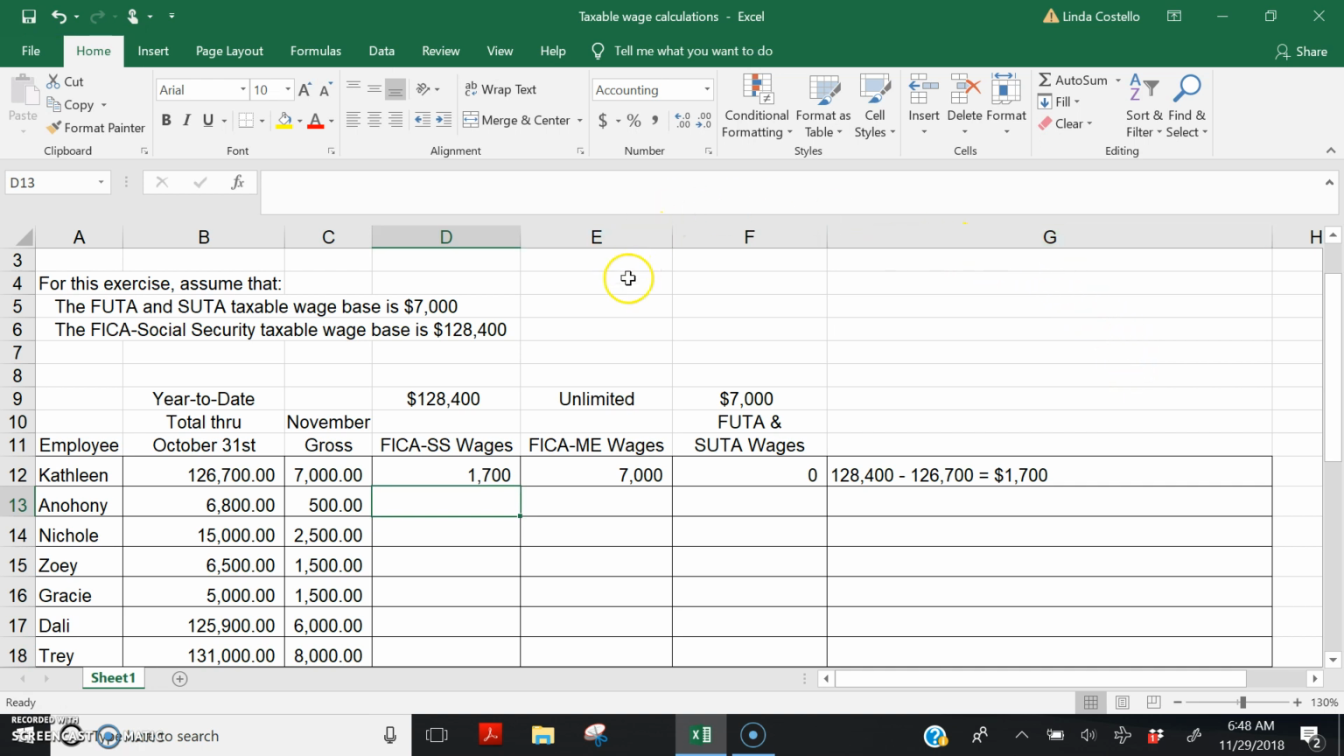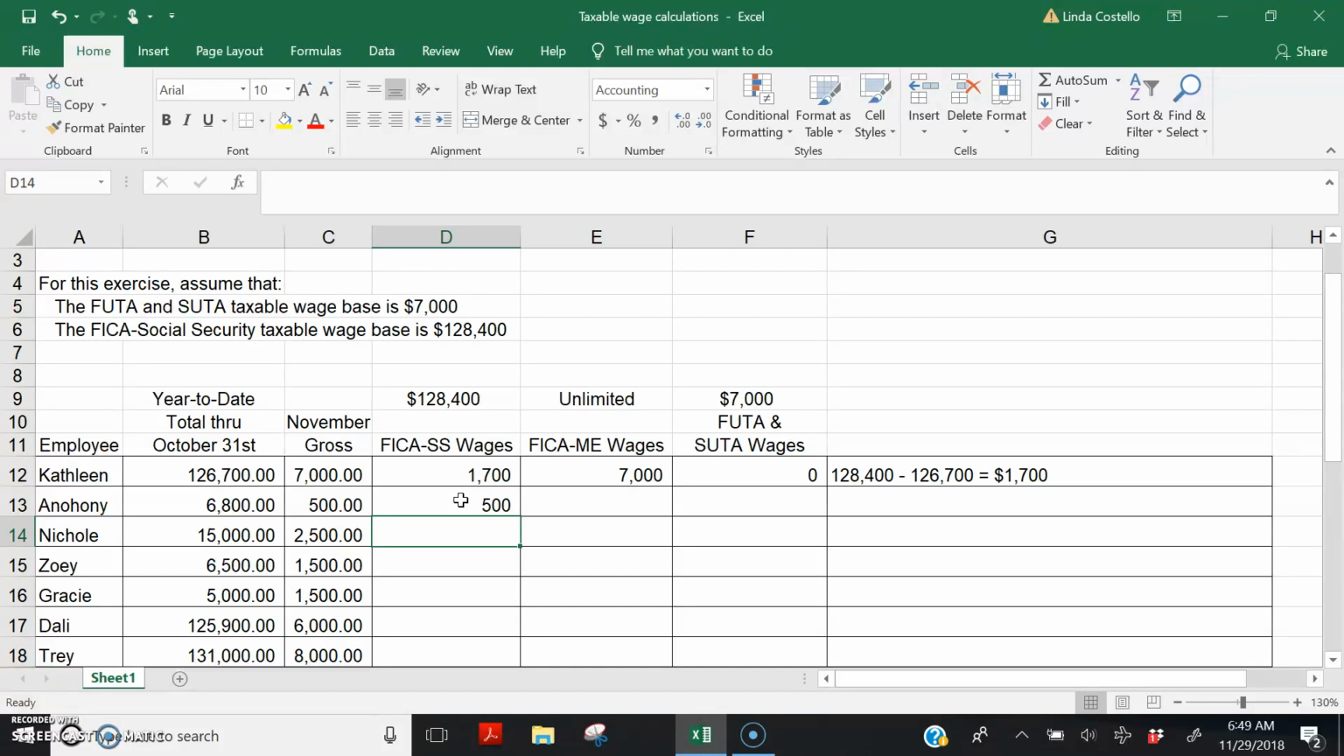Let's do Anthony next. Before November, Anthony had already earned $6,800 in gross wages. This is not even close to the FICA Social Security wage base. Accordingly, all of his $500 of gross wages for the month of November is subject to FICA Social Security tax. So put $500 in that column.